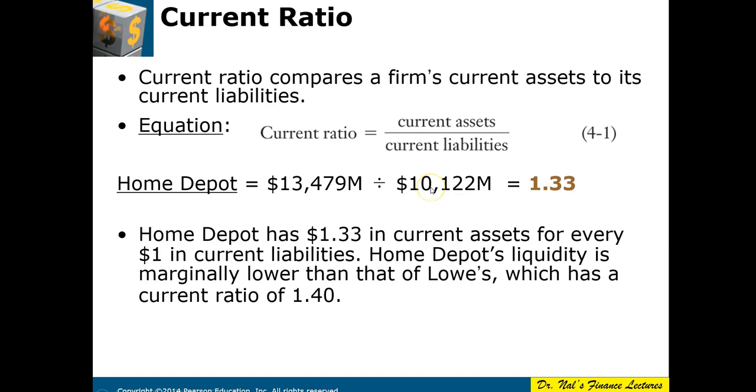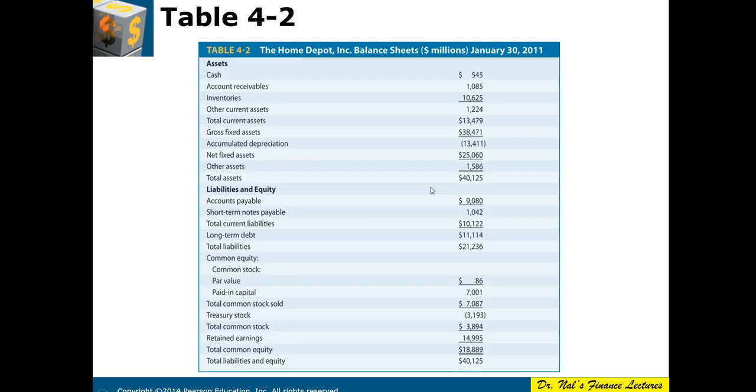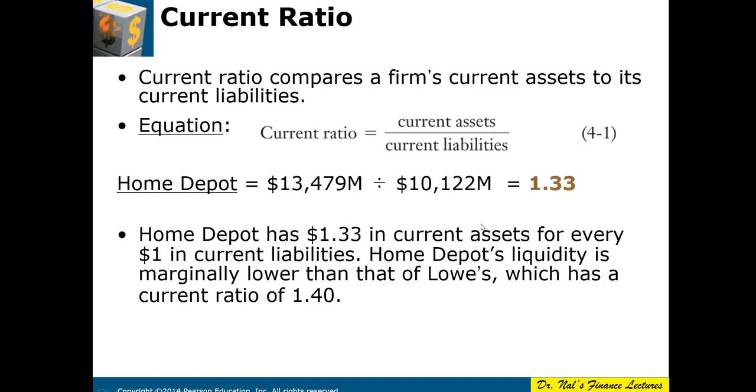I must have looked at the wrong number, so let me go back to current liabilities. I looked at total liabilities, my bad. Current liabilities were 10,122. So when you divide 13,479 by that number, it gives you 1.33. That number is greater than 1, which is good, and tells us that current assets exceed current liabilities.